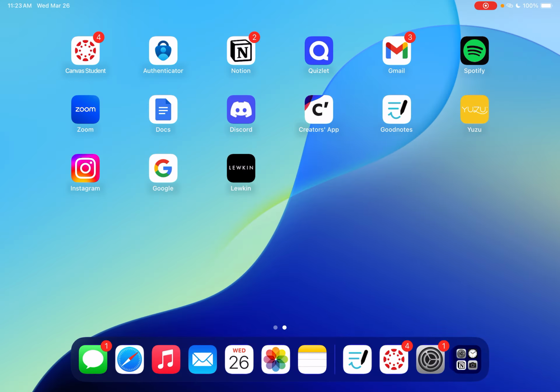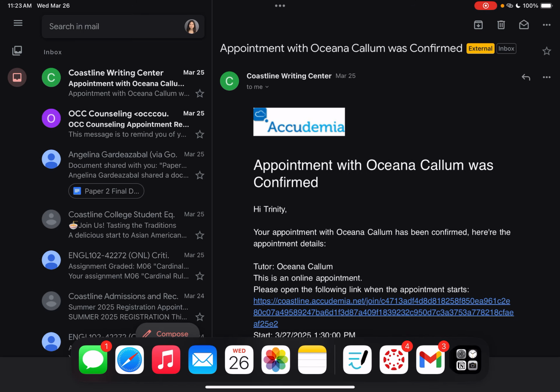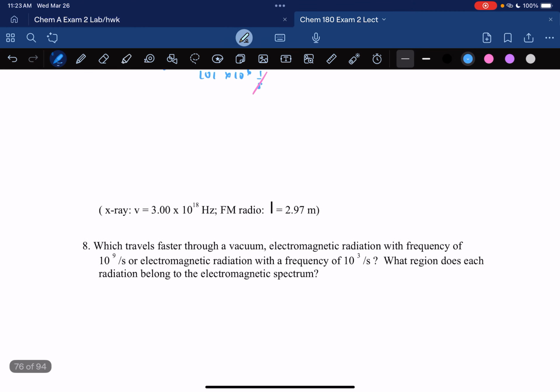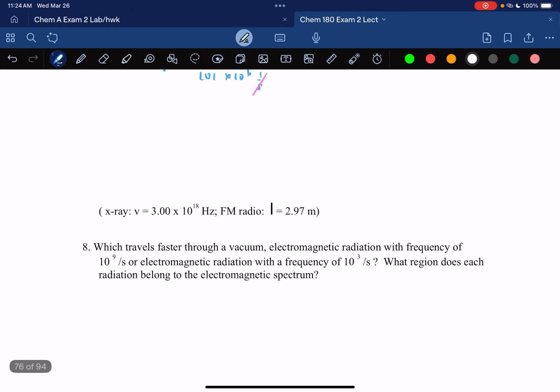Is that good? Okay, let's look at number 2. It asks which travels faster through a vacuum: electromagnetic radiation with a frequency of 10 to the 9 hertz, or cycles per second, or electromagnetic radiation with a frequency of 10 to the 30 hertz, or cycles per second. Which one travels faster?